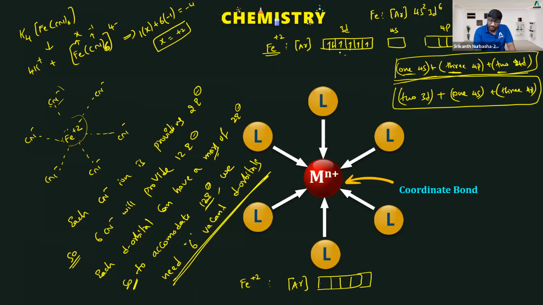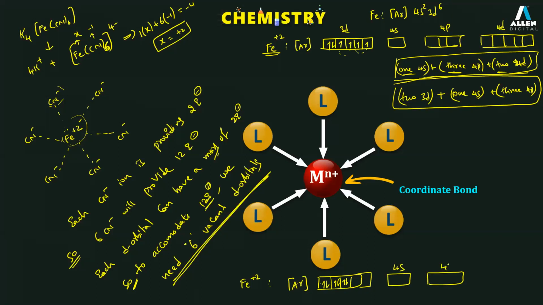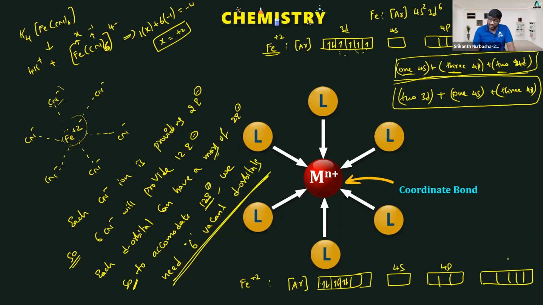How can they pair up? They can pair up in such a way that now you have 6 electrons present in only 3 orbitals. And you have 4s as it is, 4p as it is, 4d also as it is. Now we need 6 vacant orbitals. What are those? 2 3d, the second set, 1 4s and 3 4p. So these are the two possibilities.